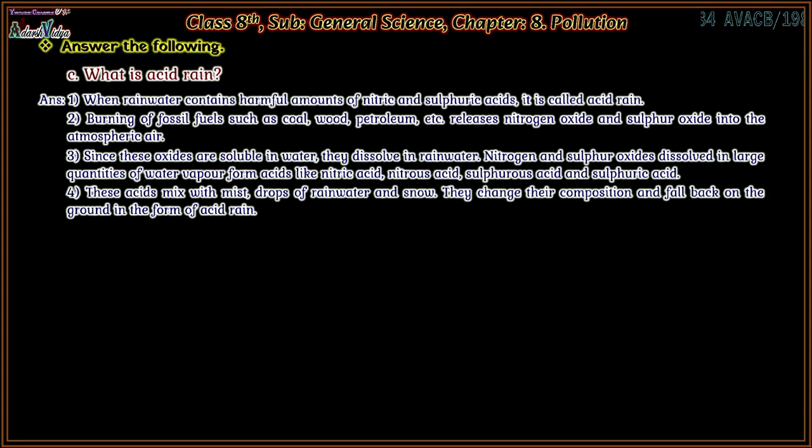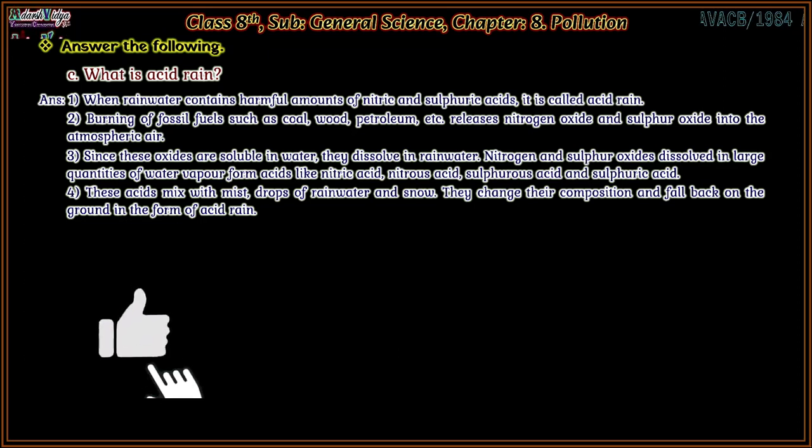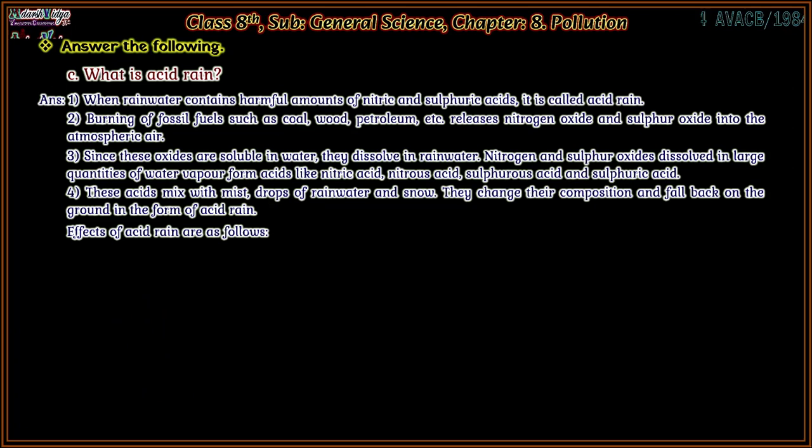Point fourth. These acids mix with mist, drops of rainwater, and snow. They change their composition and fall back on the ground in the form of acid rain. Some effects of acid rain are as follows.